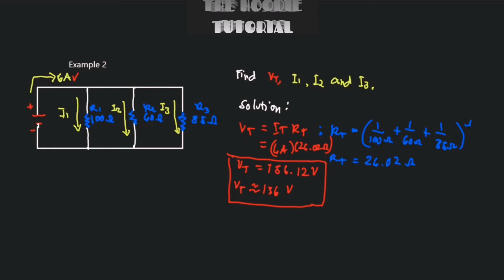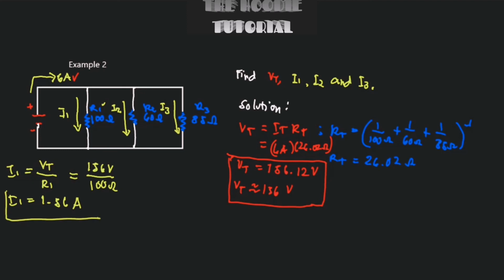So we have VT. Right now we're going to find I1, I2, and I3. For the other solution, we need to find I1. Since we already have VT right here, we just need to use Ohm's law. I1 is equal to VT over R1. We have the value of VT already, and we also have the value of R1, which is this one. Let's use 156 volts all over R1, which is 100 ohms. So our I1 would be 1.56. The unit would be amperes since this is current. So let's square that up. That would be our I1.